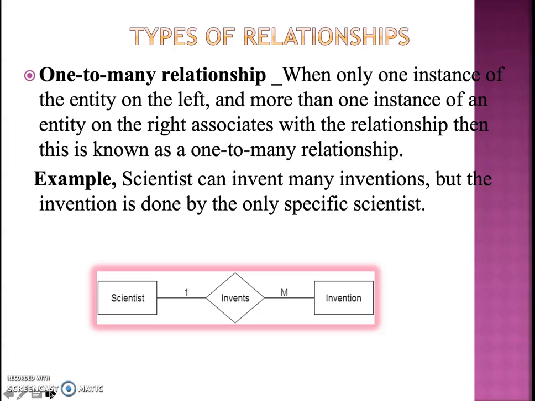The next type of relationship is one-to-many, where an entity on the left has a relationship with many entities on the right, like for example, scientist invents inventions. One scientist can invent many products. So we can see that it is written as one and many. So this is a one-to-many relationship.